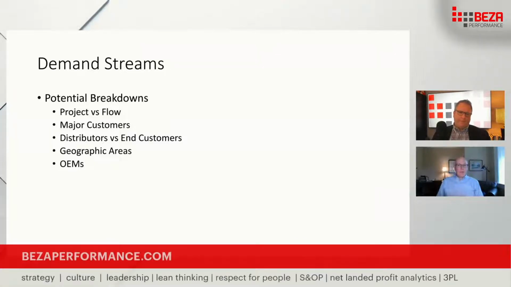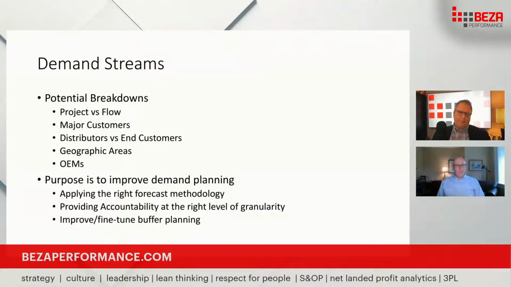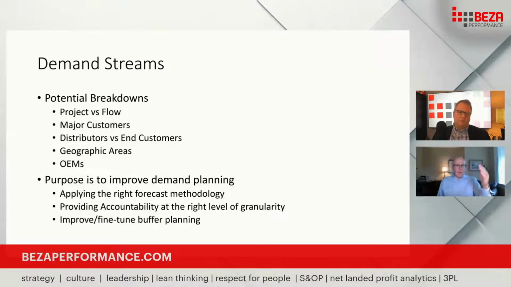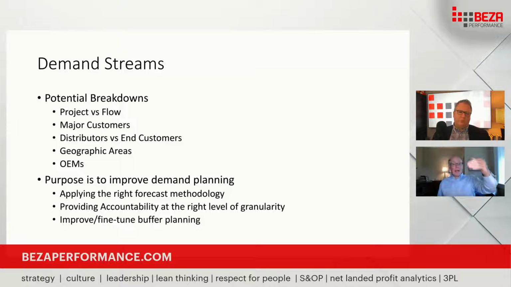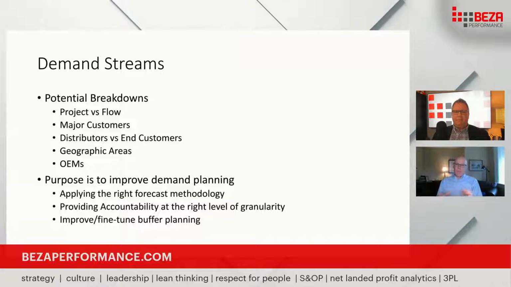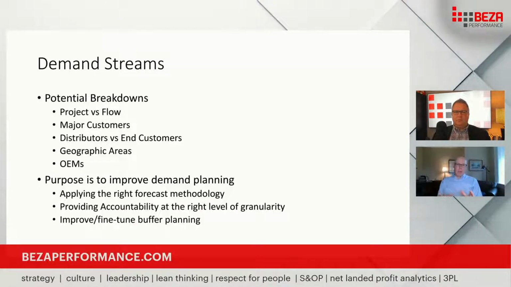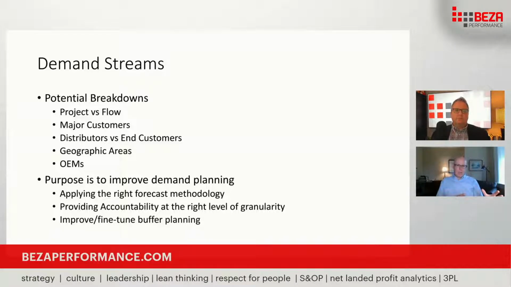One of the things I would say on this, the purpose of this is to improve the demand planning so you can apply the right forecast methodology and hold the right accountability on that, right? What you don't want to get into with those demand streams is, and I use a rule of thumb on this, if you have more than 8 demand streams, you're probably looking at your business too finite for the S&OP process. We're not trying to replicate the whole demand planning process into S&OP.